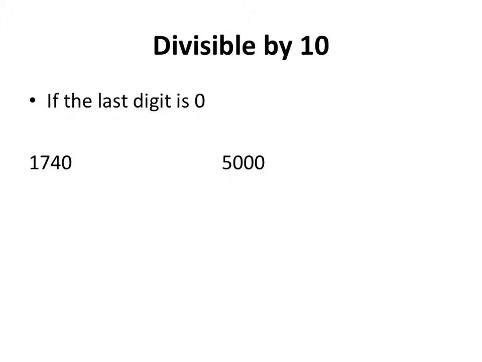A number is divisible by 10 if the last digit is 0. So 1,740 is 10 groups of 174, and 5,000 is 10 groups of 500. This is probably our easiest divisibility rule.